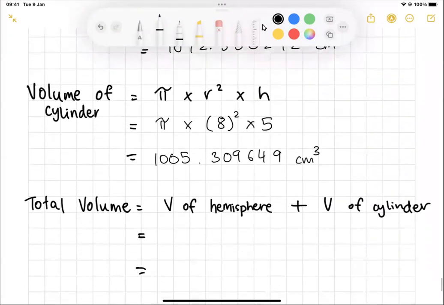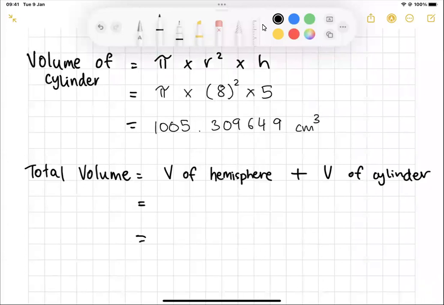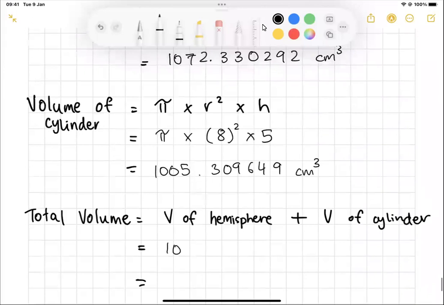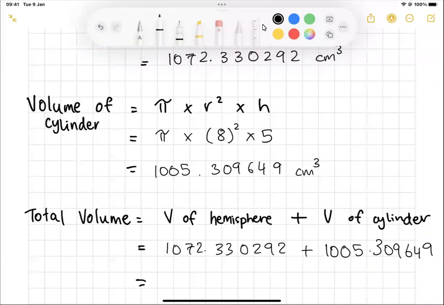Now, once we've done that, let's put in total volume equals the volume of the hemisphere plus the volume of the cylinder. So I'm going to write down the number that we got for the volume of the hemisphere, and add that to the volume of the cylinder, which is this right here. Put that all into your calculator and you should get 2077.64 centimeters cubed. This here is where I suggest you round it.